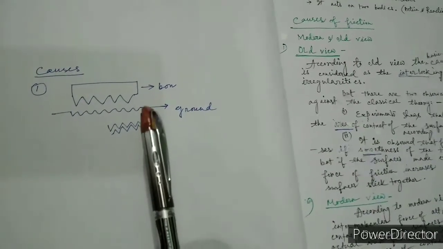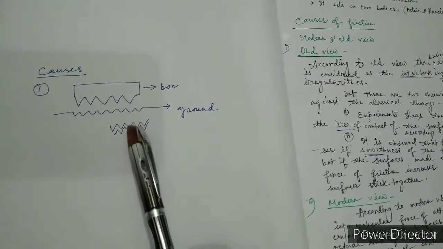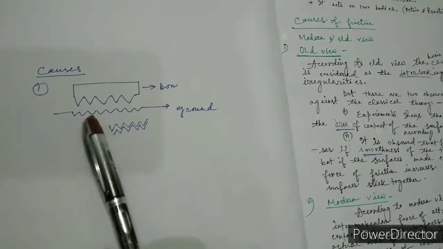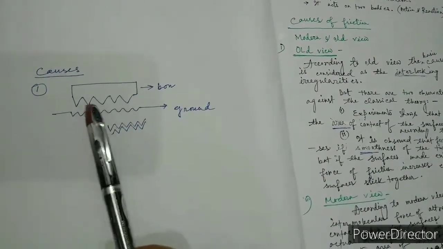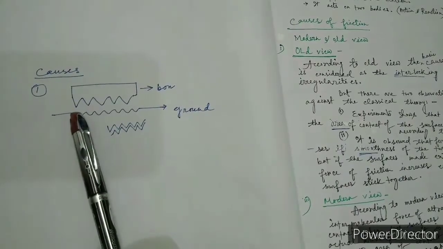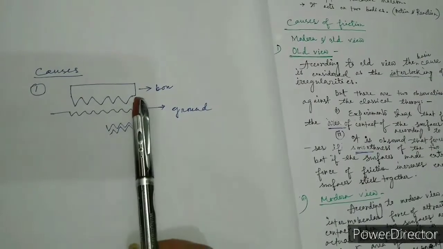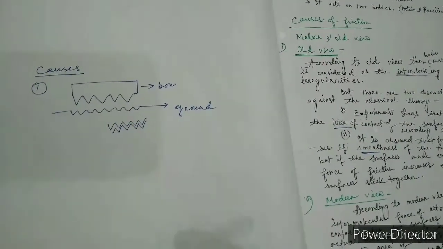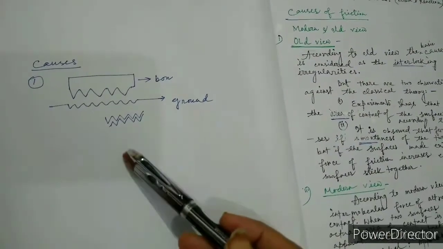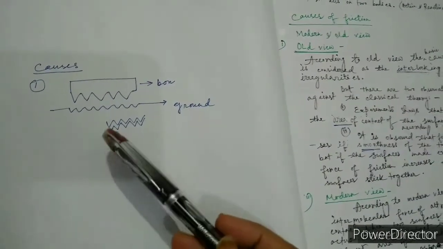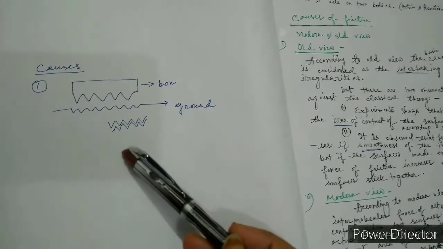But there are two observations which are against these laws. The first observation is that friction is independent of the area of contact. Suppose this is one area and this is another area coming into contact. It is observed that whether the area is increasing or decreasing, it does not affect the amount of friction.